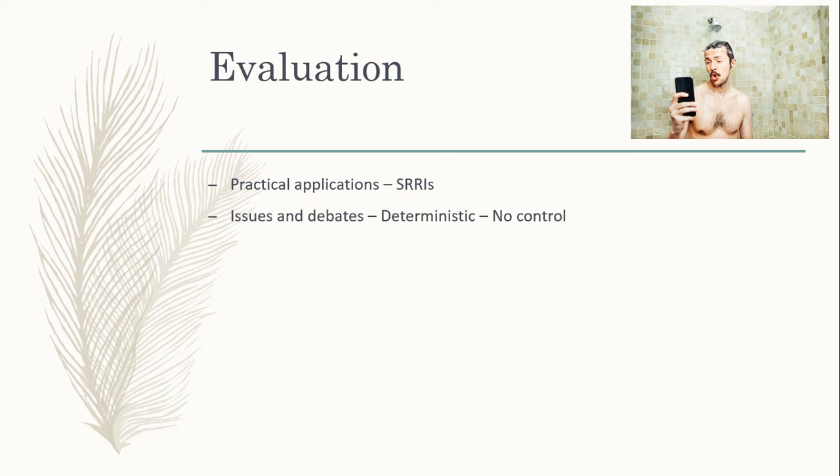Issues and debates. The biological explanation is very, very deterministic. So this is the idea: determinism is the idea that we don't have any free will. We don't have any self-control. We don't decide what happens to us because of various internal and external factors. And in the case of the biological approach, it's internal factors. Certain things will happen, and there is no control over them.